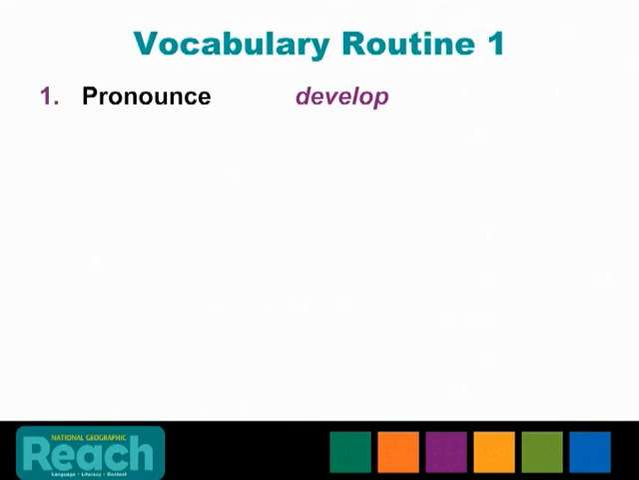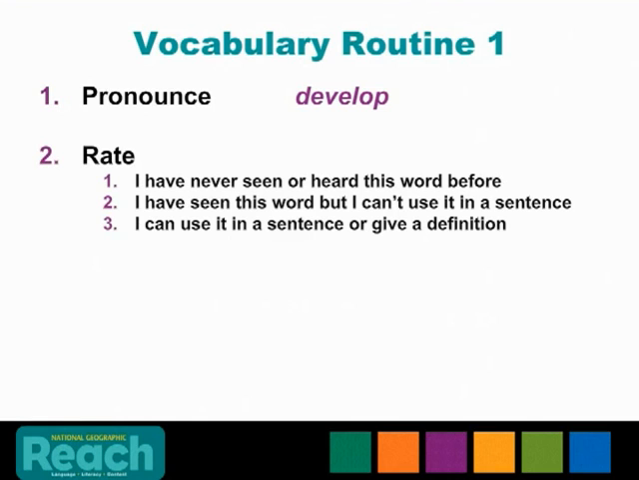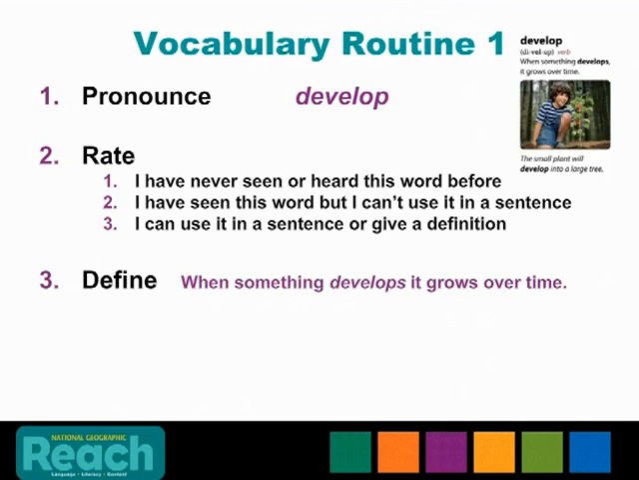Now that we know what type of words you'll be teaching, let's take a look at the explicit, consistent, predictable routine that you will use to teach these words. With this vocabulary routine, teachers first pronounce the word. We begin by having students rate themselves on their previous knowledge of each word. They can rate whether they have seen the word or can use it in a sentence by holding up their fingers to show how well they know each word.